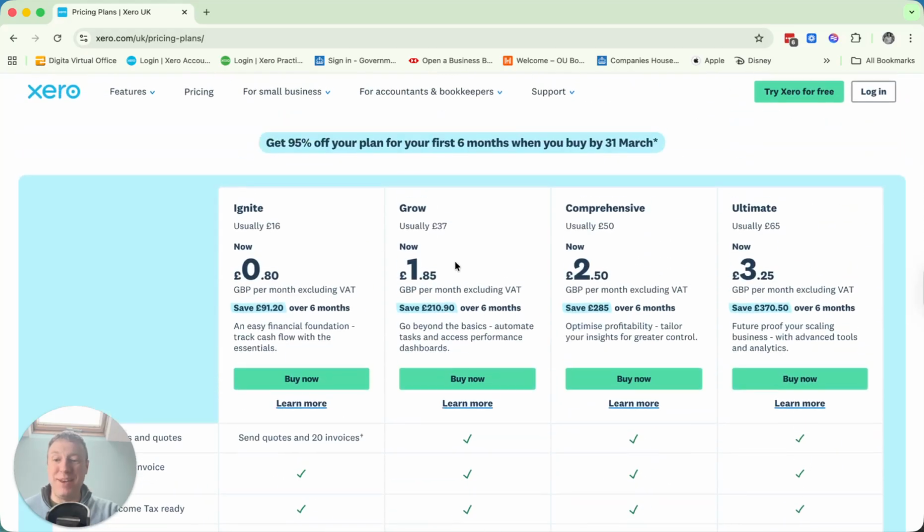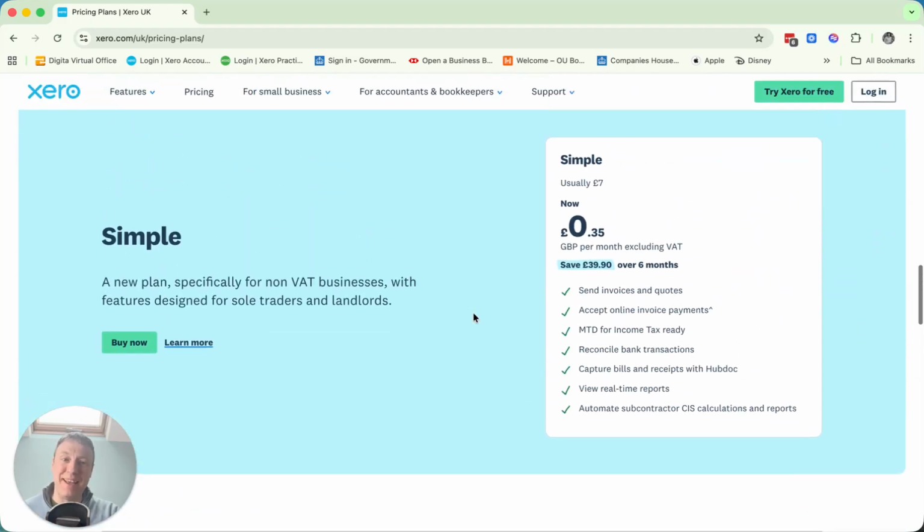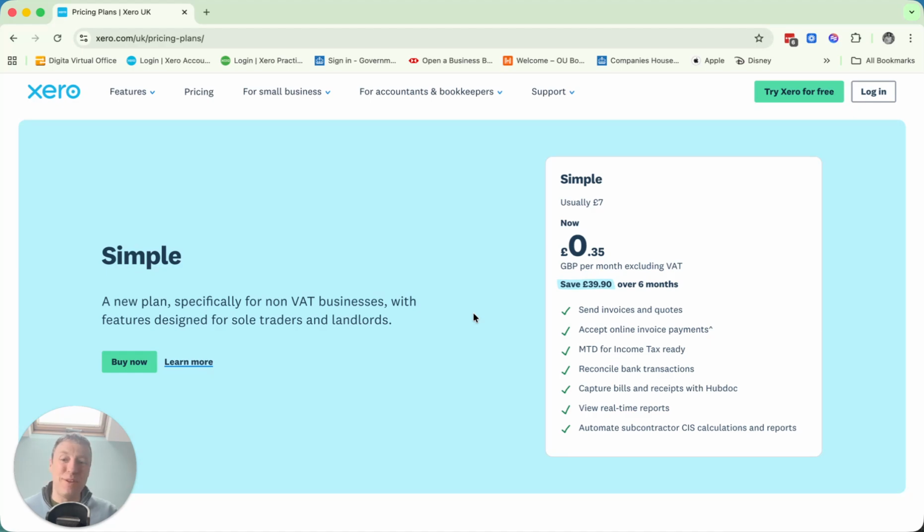My advice to you here, though, is start with simple, because you can always upgrade it later. Xero usually have some sort of introductory deal, obviously because Making Tax Digital is round the corner. They've got a fantastic deal on at the moment, but still I would encourage you to start with the really basic products and then upgrade as you go. And it means that you're on the right thing.